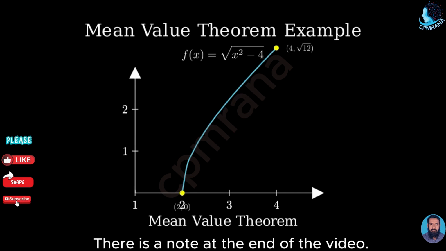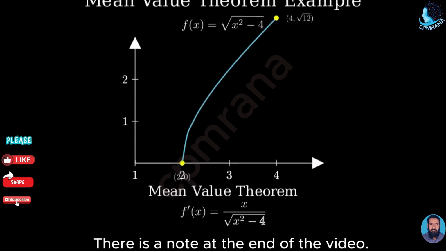First, let's verify the conditions. The derivative of our function is x over the square root of x squared minus 4. The function is continuous on [2, 4], and differentiable on (2, 4), so the mean value theorem applies.